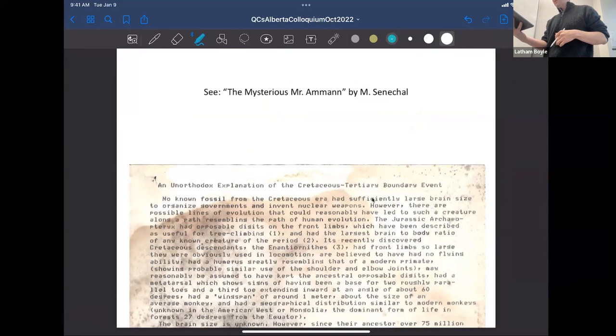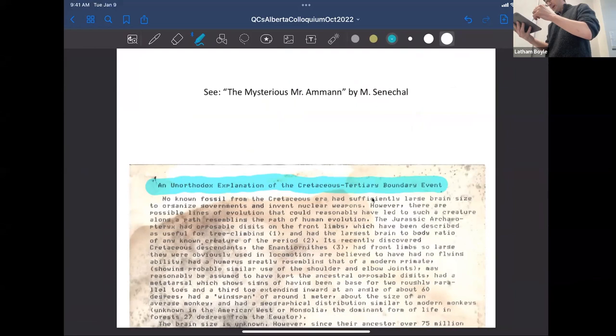So it's called An Unorthodox Explanation of the Cretaceous-Tertiary Boundary Event. It looks at first glance like a very standard letter to Nature, but if you read a little bit, I can send it to anyone who's interested, it's a theory of the dinosaur extinction, giving various bits of indirect evidence that they got very intelligent very quickly and then blew themselves up in a nuclear war. So it's an alternative explanation for the radioactive layer that's normally interpreted as evidence of an asteroid impact, etc. He was an interesting fellow. That's all I wanted to say.